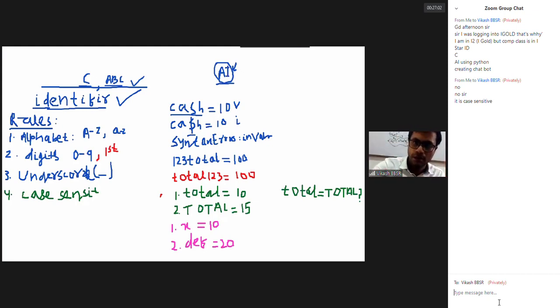Bhagirath, it is not correct. Both are not valid. Why? What is the reason? X is valid. But dep is not valid. Dep is not valid. Why?